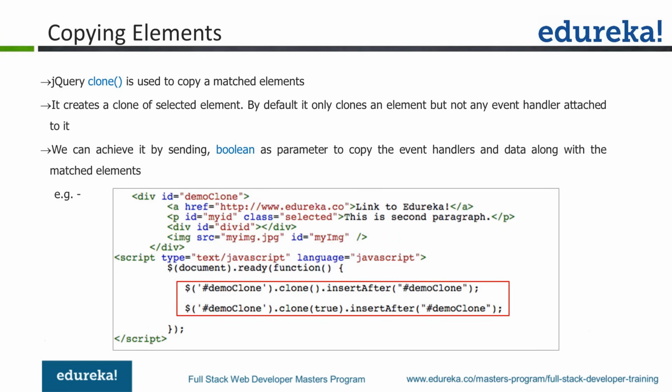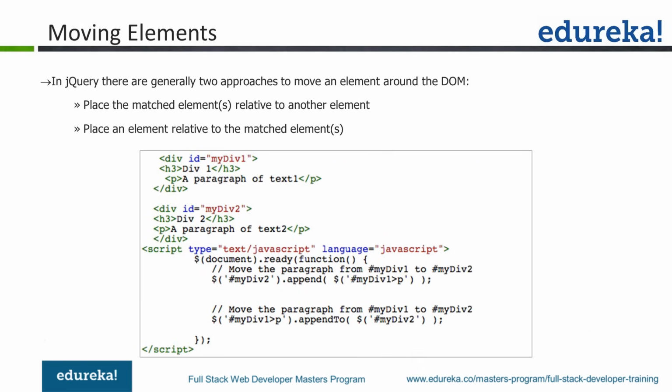Moving on to the next one. So there are two approaches to move an element around the DOM. One is placing the matched element relative to another element, and the other one is placing an element relative to the matched elements. So basically, one takes the matched element and places it relative to another element. Or you place an element which is relative to the matched element, and that is where append and appendTo come into the picture. So there is a slight difference between the two.